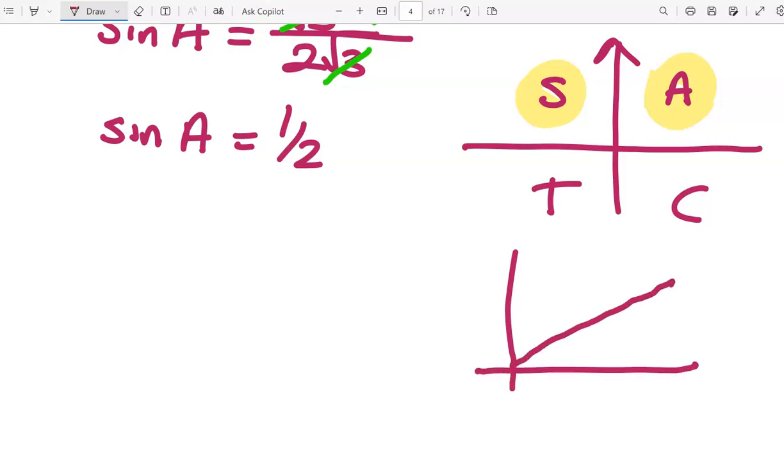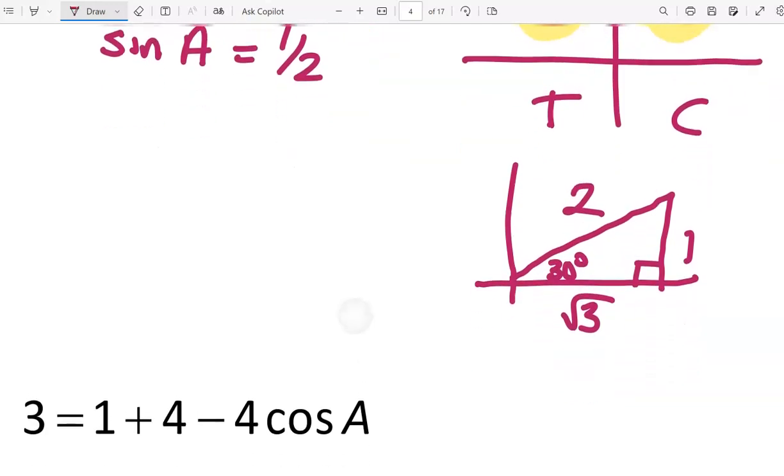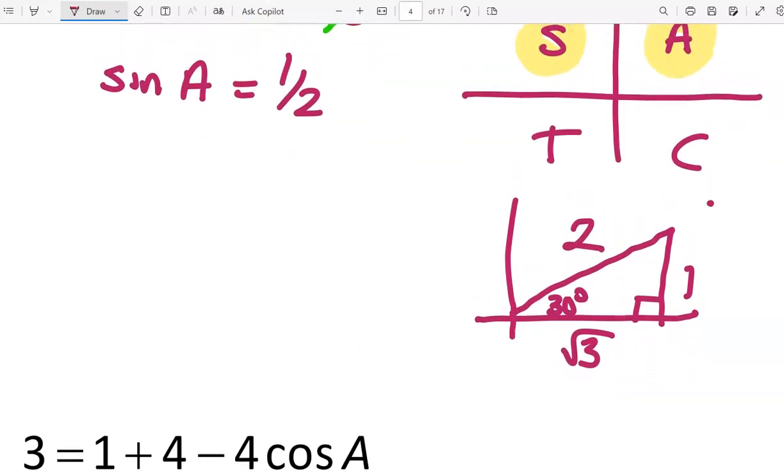And I'm going to draw one that has an opposite over hypotenuse equal to 1/2. You'll recognize that as the ever popular 30, 60, 90 triangle. And so that means one of our solutions is 30 degrees. We'll also have a quadrant 2 solution. So this is our quadrant 1 solution. Let's draw the quadrant 2 solution.